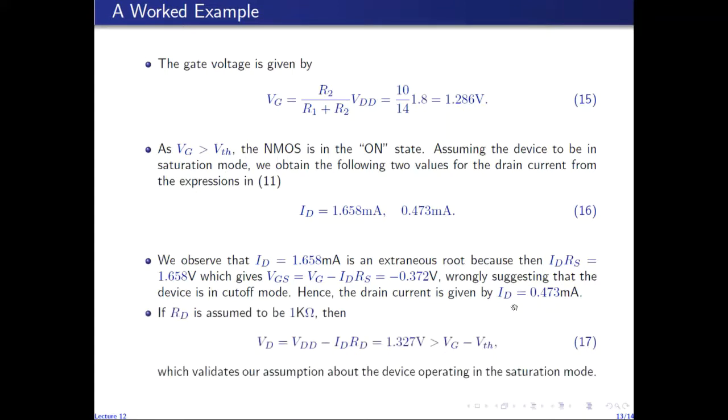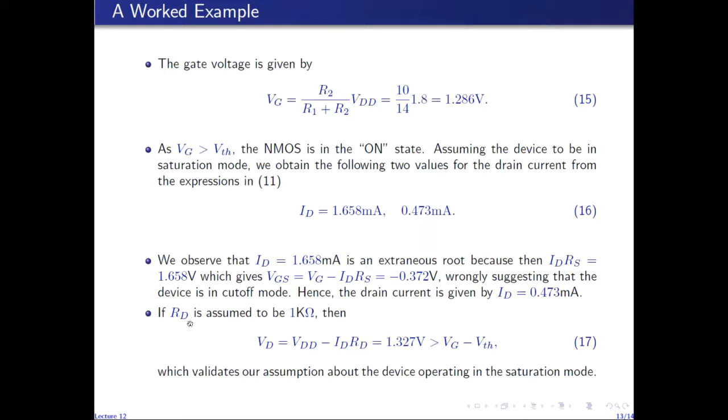So now having found out the drain current, we find the output drain to source voltage for two cases of RD. Remember, we are still assuming that the NMOS device is in saturation mode. We haven't established that it is in saturation mode. It is still an assumption. So in order to establish it, we need to find out VDS, and we find VDS for two different cases of RD.